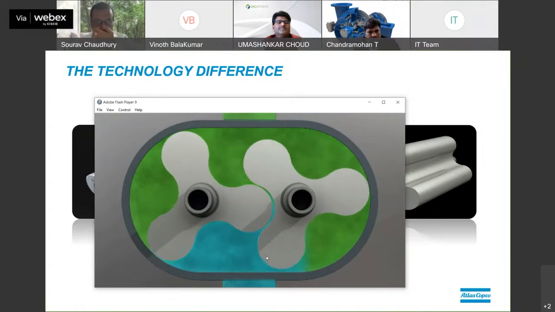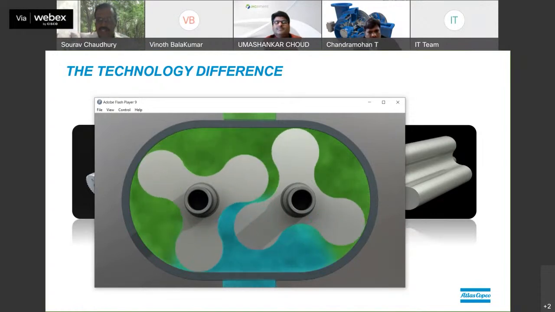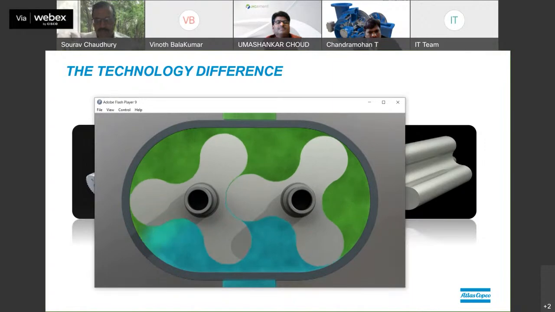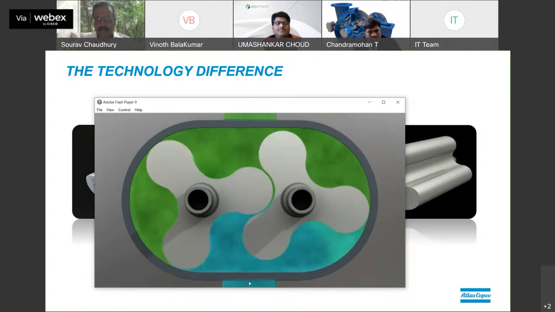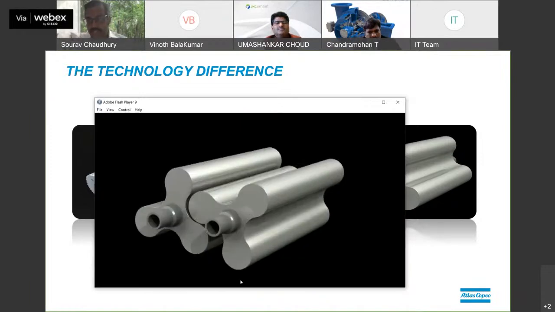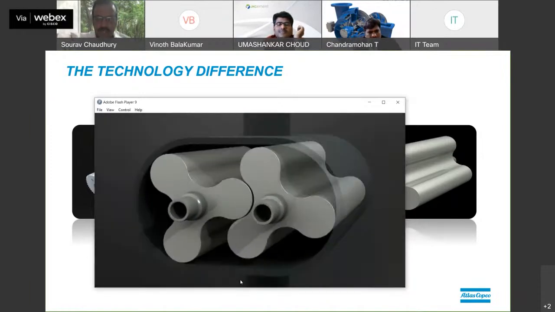There is no internal compression happening. Since there is a resistance at the discharge end, a blockage at the discharge end, the pressure rises at the discharge. But if you remove the resistance, there is no internal compression.